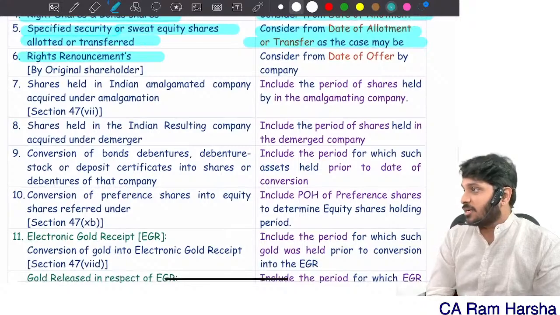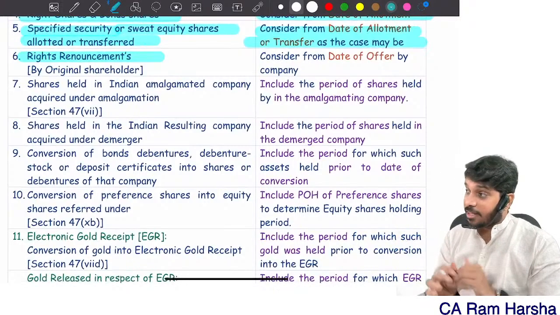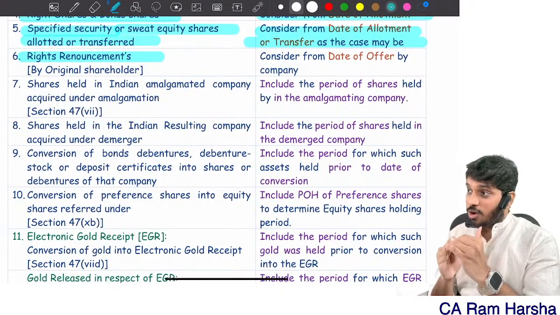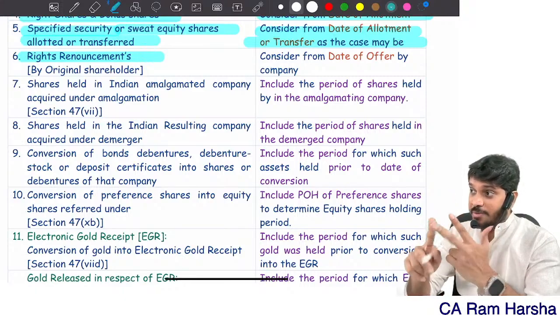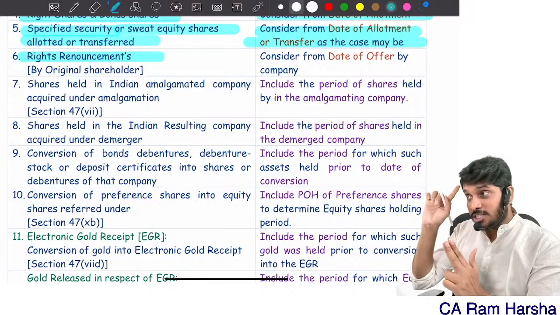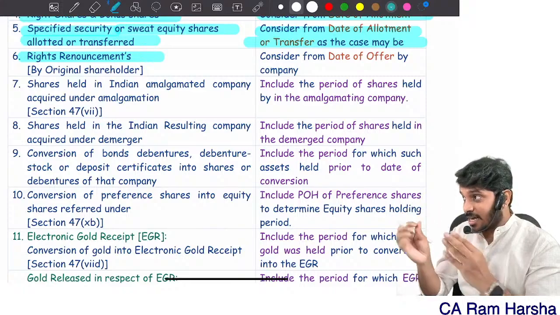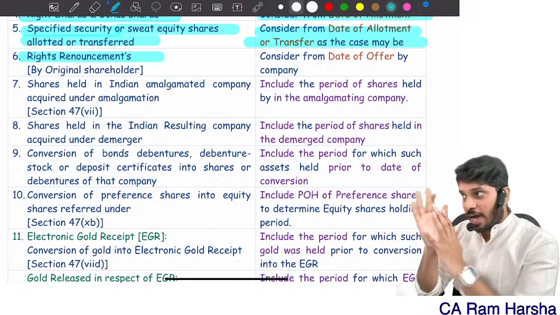Right renouncement. What is a right renouncement? I'll do one thing. Right renouncement, right shares, bonus shares, cost of acquisition and holding period, I will discuss both at cost of acquisition. Section 55 is there, right? Special circumstances cost, there we will discuss.